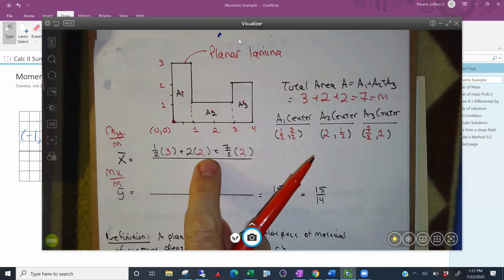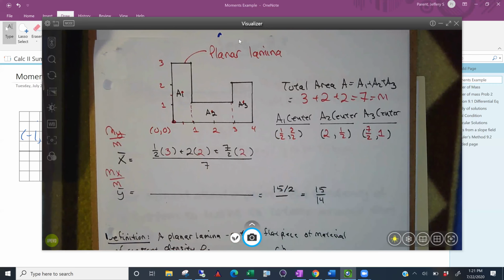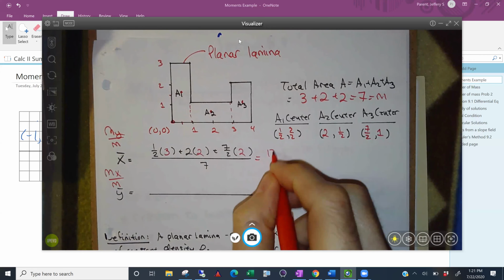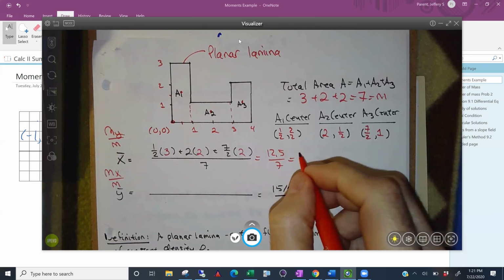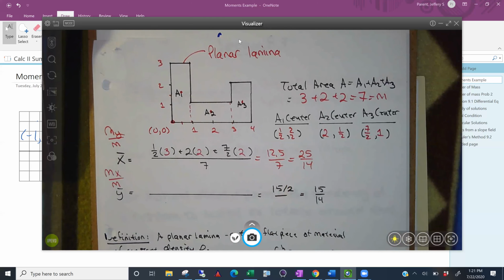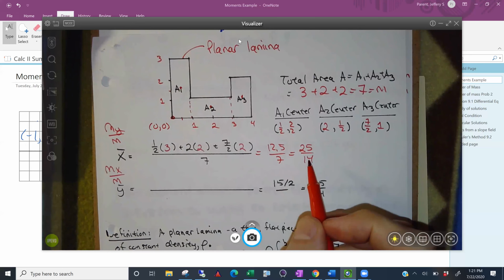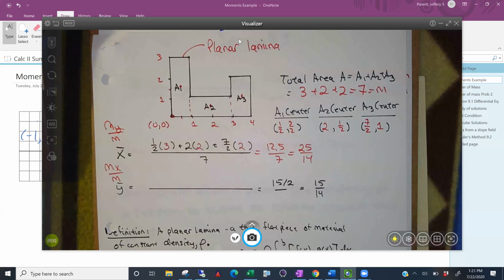So if we add all those together, that's going to be 7 plus 4 is 11, plus 1.5, it's going to be 12.5 divided by 7. Or you could also think of that as 25 over 14. Okay, so let's see, 25 over 14, that's going to be a little bit less than 2, not by much. We'll calculate that in a minute.